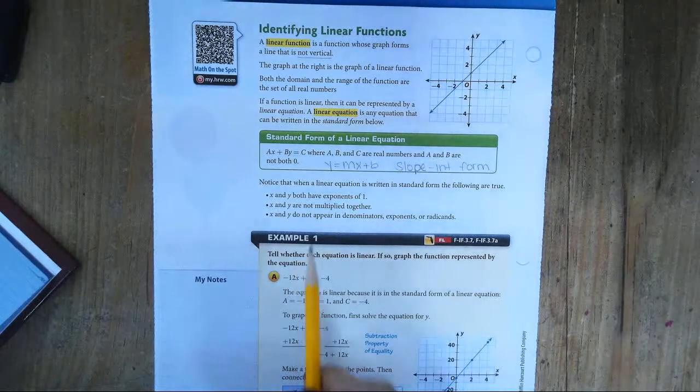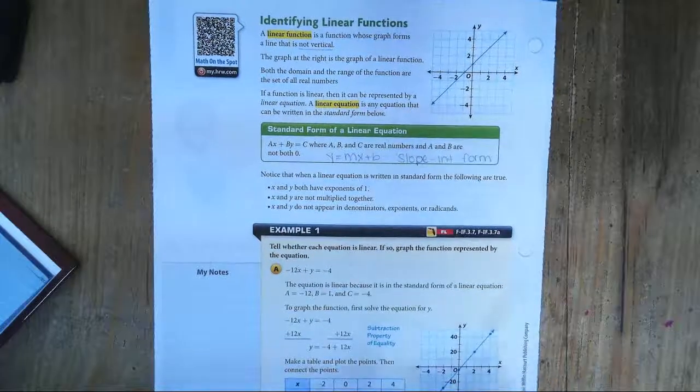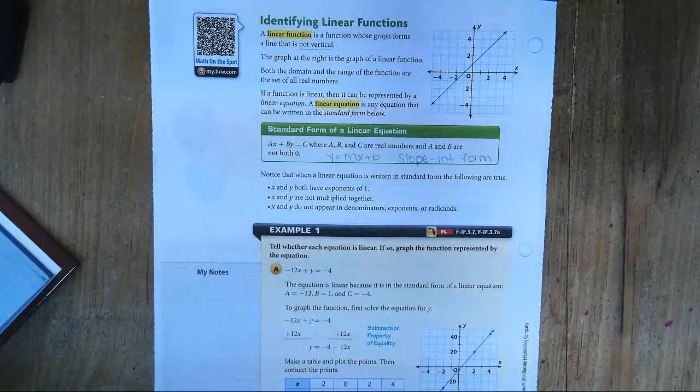The other thing is down here. So it says, notice that when a linear equation is written in standard form, the following are true. x and y both have exponents of 1.